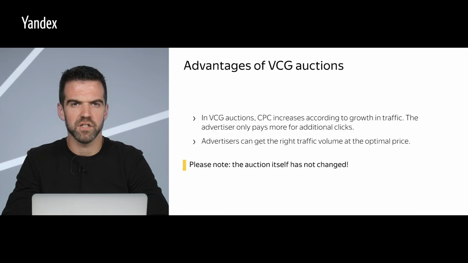Here are the key advantages of the auction system. In VCG auctions, the cost per click increases according to growth in traffic. The advertiser pays more only for additional clicks. Due to this, advertisers benefit from getting more traffic. Advertisers can get the right traffic at the best price if they know their revenue from a click and set the same value as a bid. Please note that the auction itself has not changed.